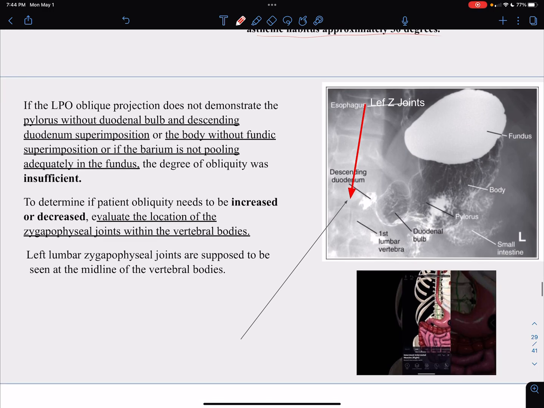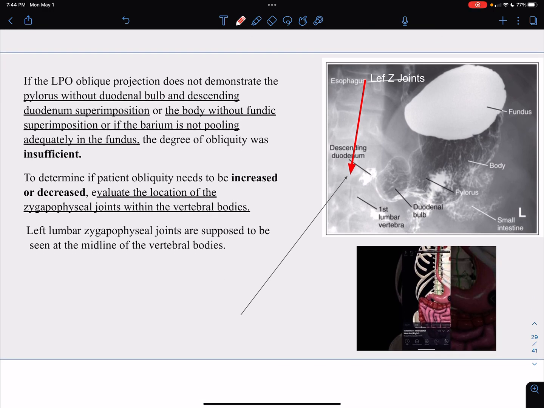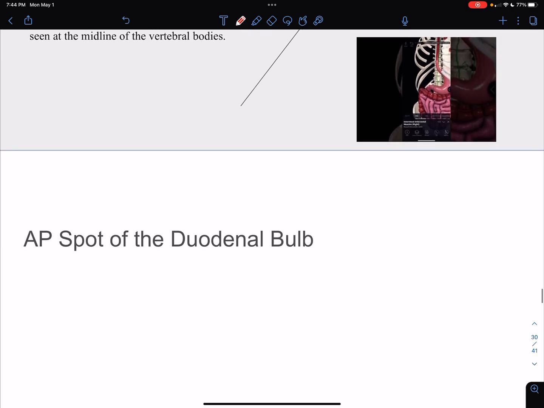If the LPO does not demonstrate the pylorus without duodenal bulb and descending duodenum superimposed, or the body without fundic superimposition, the degree of obliquity is insufficient one way or the other. So it either needs to be decreased or increased. I would just encourage you to always look when you're in that LPO or RAO and make sure that you're seeing all of these structures not superimposed. This is pyloric sphincter, duodenal bulb, pylorus, lesser curvature, fundus. Everything looks really, really good here.